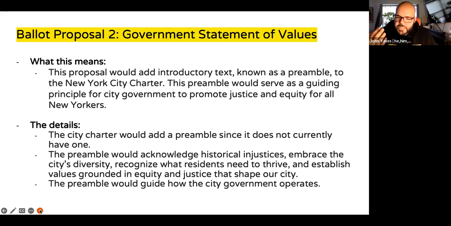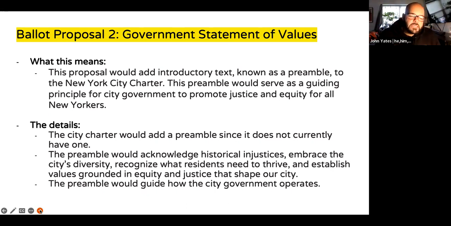So this is more of a values thing. It doesn't really ask for a budget, but it says that in order to hold this city government accountable, we are putting it into the rules of what the city government is supposed to do.